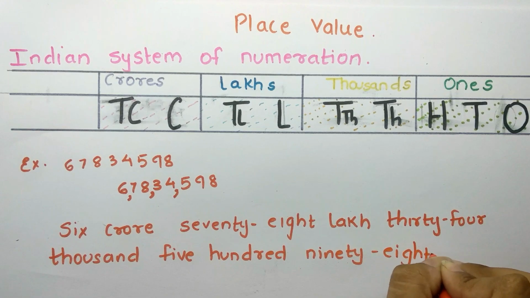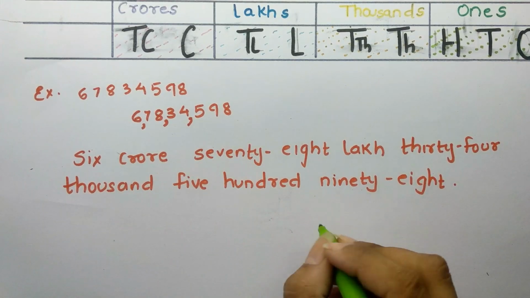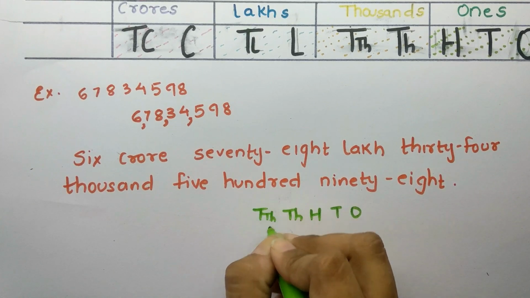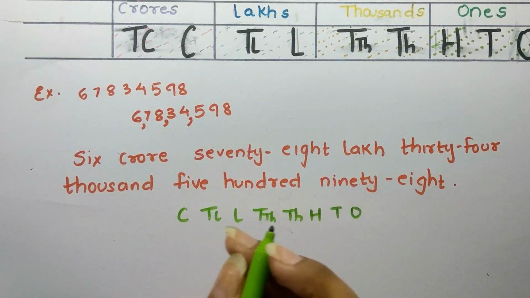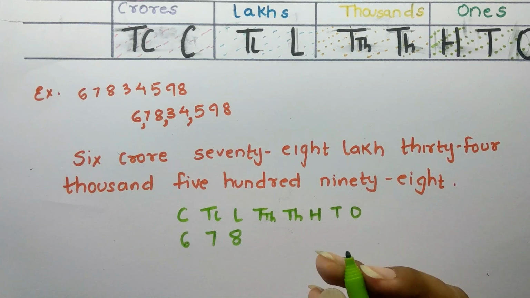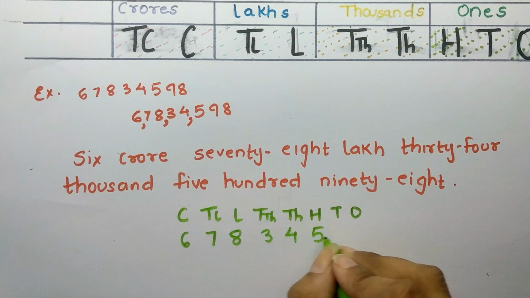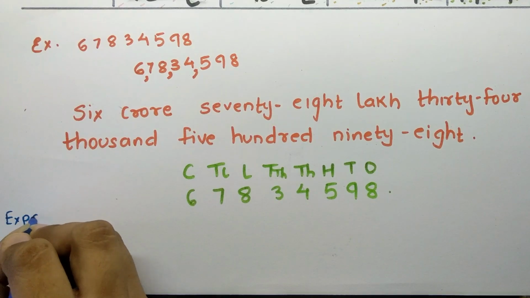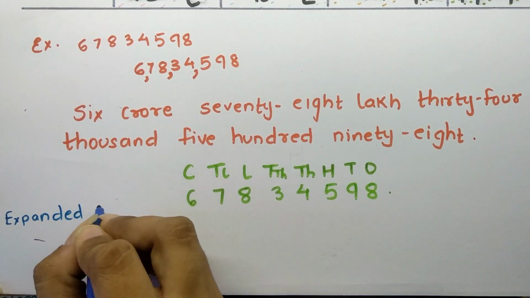Let us represent this given number in the place value chart. So I'll write ones, tens, hundred, thousand, 10,000, lakh, 10 lakh, and crore. So 6 is in the crores place. Then I have 78 lakh 34,598. Now let us see how we will write the expanded form of this number.